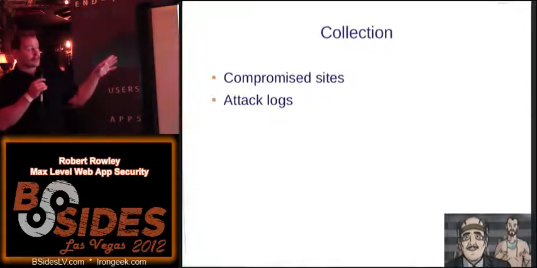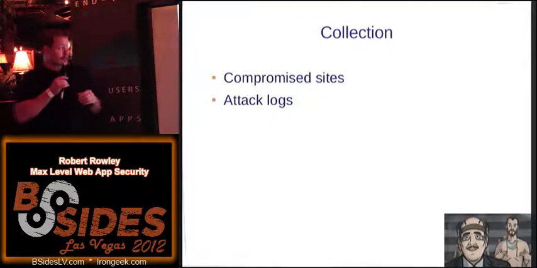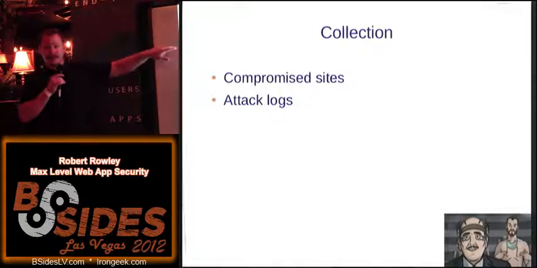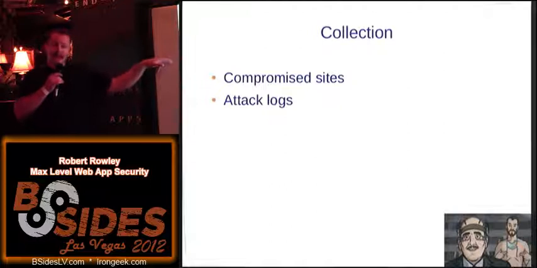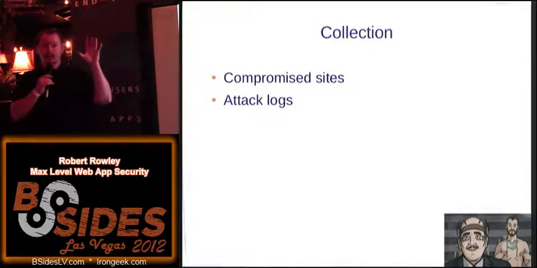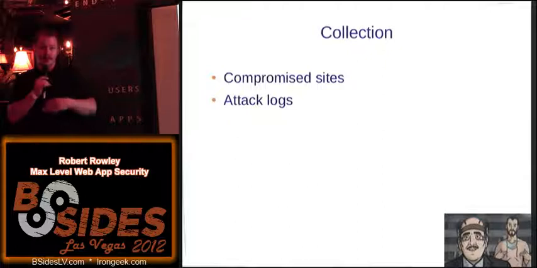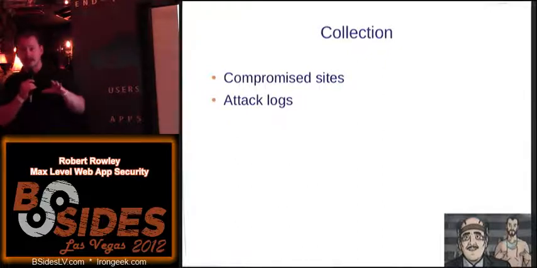So this is the method I use for collection. What's really interesting is I basically scan compromised sites for malicious files and grab those. And then I looked at attack logs, and the attack logs actually give you locations of backdoors, and I basically scanned those. In total, I have 1,500 or 2,000 or so backdoors that are unique.